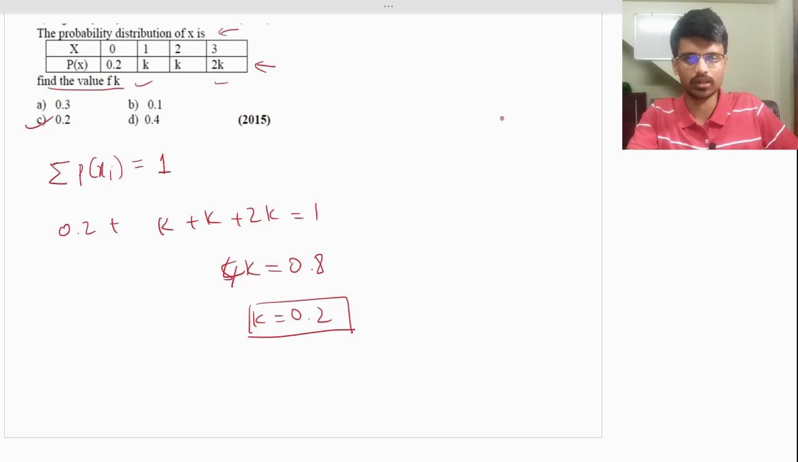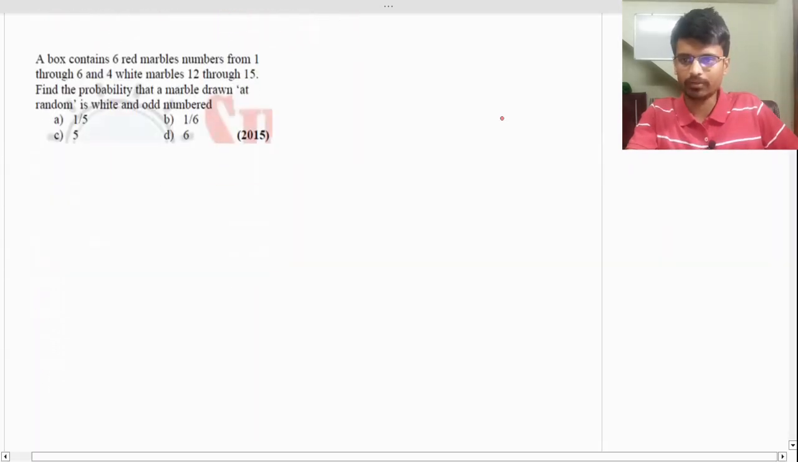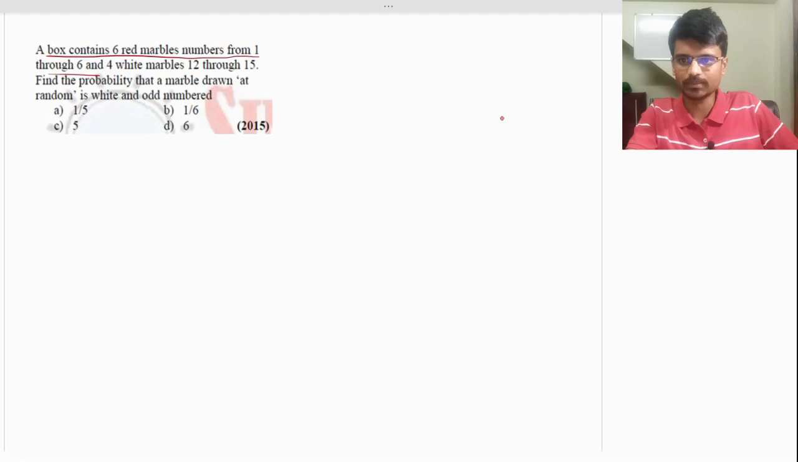This can be solved in a minute easily. Moving on, what do we have? Okay, a box contains 6 red marbles numbered from 1 through 6, and 4 white marbles numbered 12 through 15. Find the probability that a marble drawn at random is white and odd numbered.